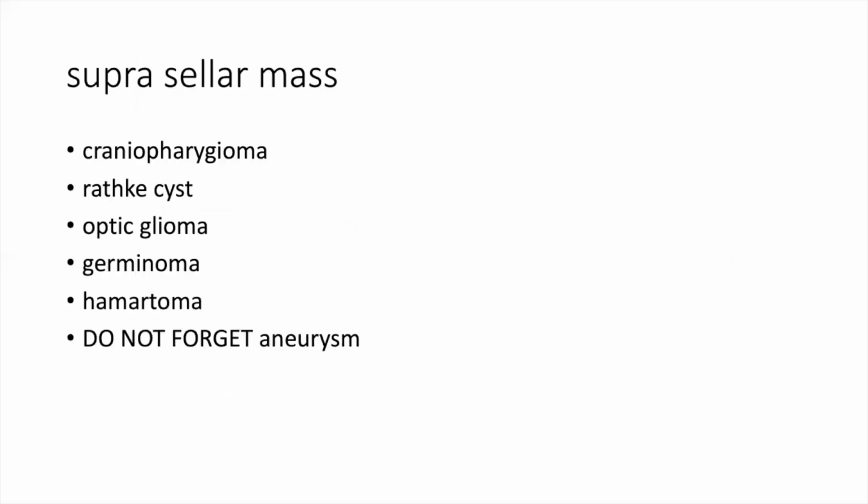So I've gone over, again, these suprasellar masses. Even though it looks like a big shopping list, I think you should confine yourself to the high likelihood area. In adults, you're going to see craniopharyngiomas. Again, these are not just pediatric tumors. You can see them in adults. Rathke's cyst, optic glioma, less common are germinoma, much less common are hamartomas. Don't forget aneurysms in the differential.